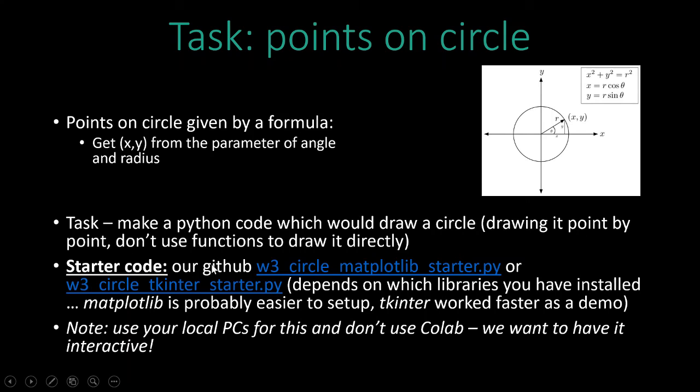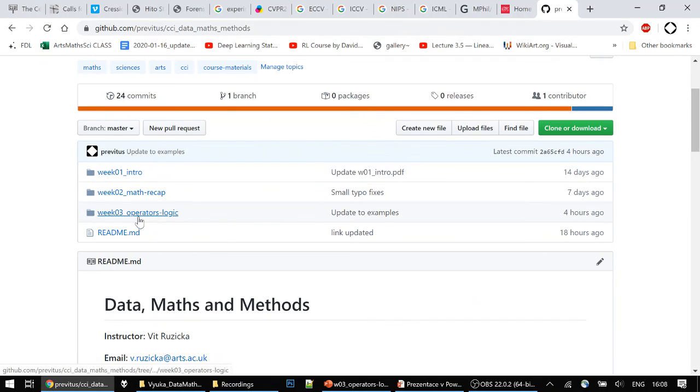And so on our GitHub there are two versions of basically the same code. One is using the matplotlib library, and one is using the tkinter library. I made two versions because I don't know what is installed on your machines, and you can just try both and see which one works. Both of these first demos have everything already. It's on our Git in week 03.